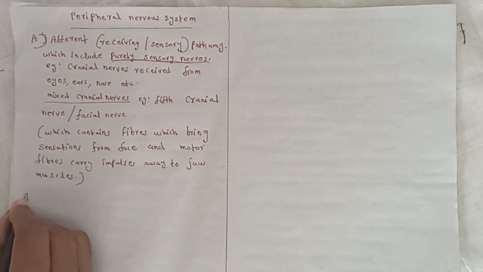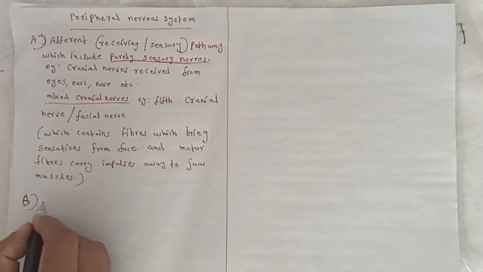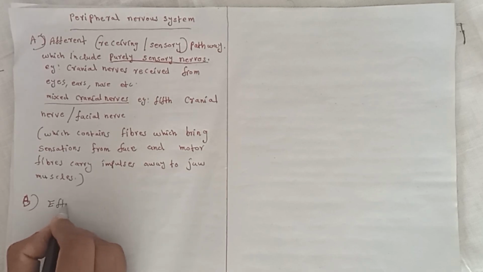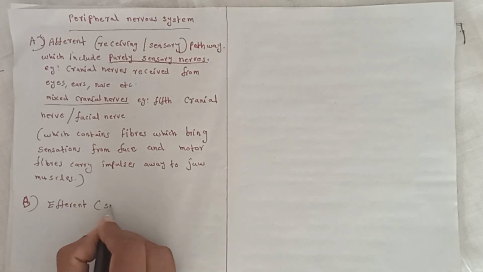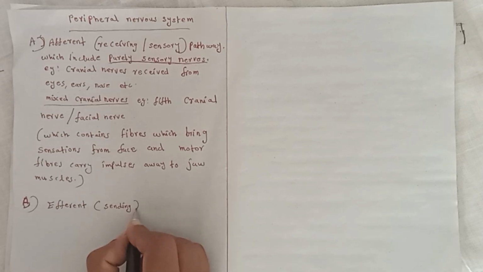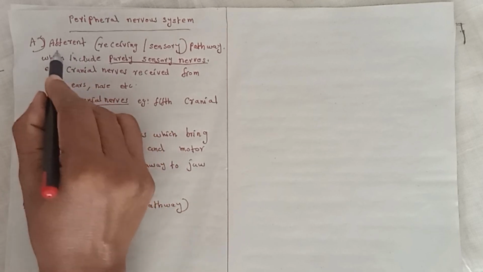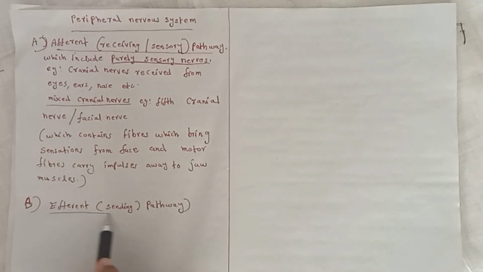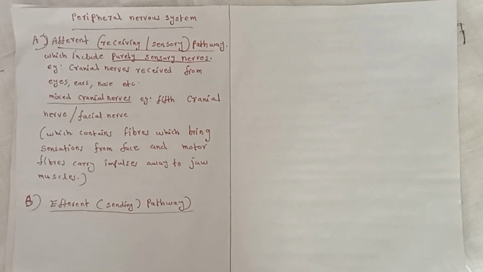Next part: first afferent part, then the next, efferent part. That is also known as the sending pathway. The efferent pathway includes the somatic nervous system and the autonomic nervous system.